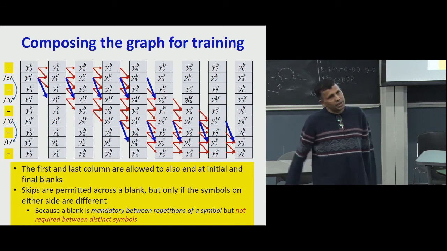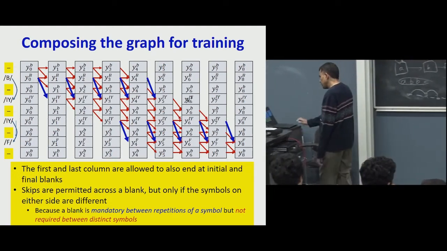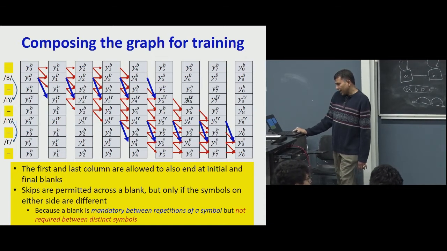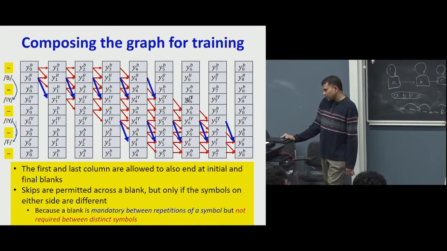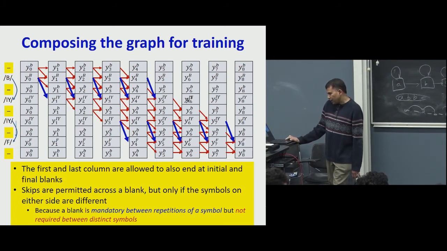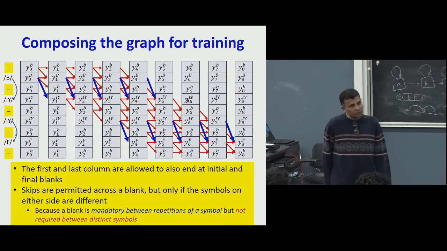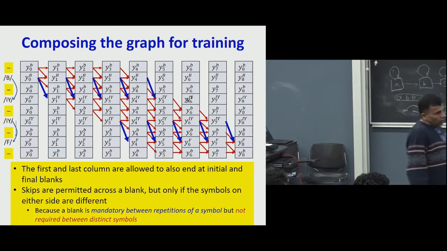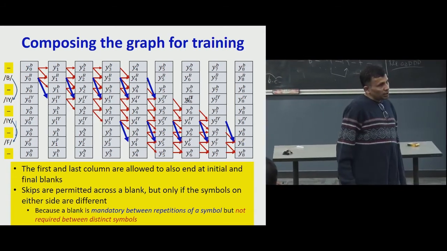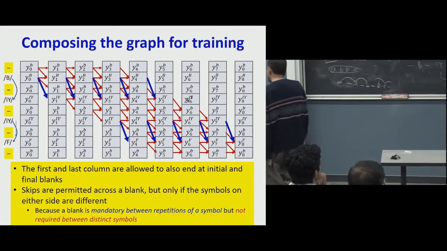Right? And so once we compose this graph, the first and last columns are also allowed to have initial and final blanks. Skips are permitted across a blank, but only if the symbols on either side are different. And because a blank is mandatory between repetitions of a symbol, but not required between distinct symbols, you don't have the skip between the two copies of E. For those, you actually need the mandatory blank.